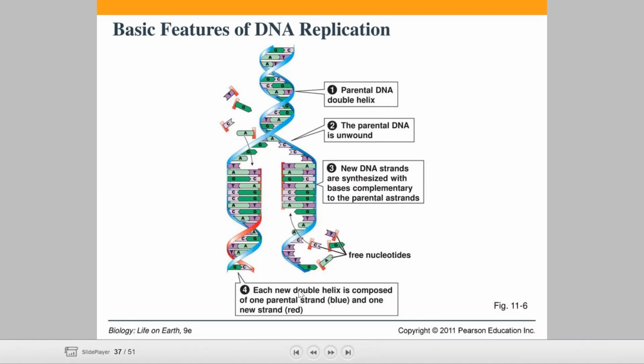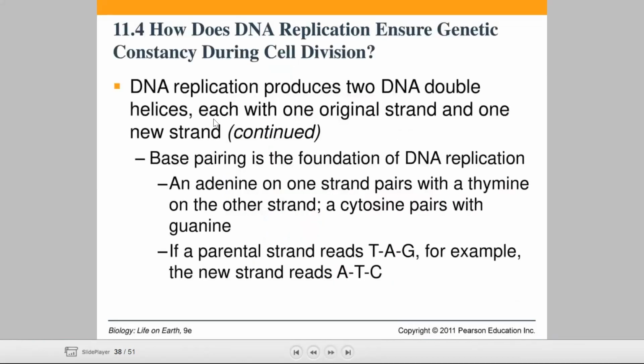So now the new double helix is completed, composed of one parental strand, the blue one, and one new strand in red. So this is the semi-conservative model of DNA replication. DNA replication produces two DNA double helices, each with one original strand and one new strand.